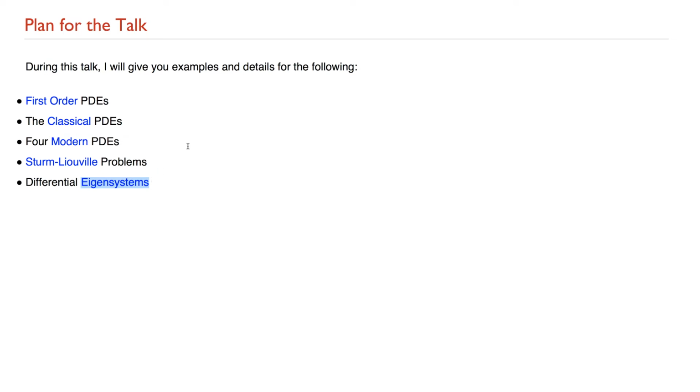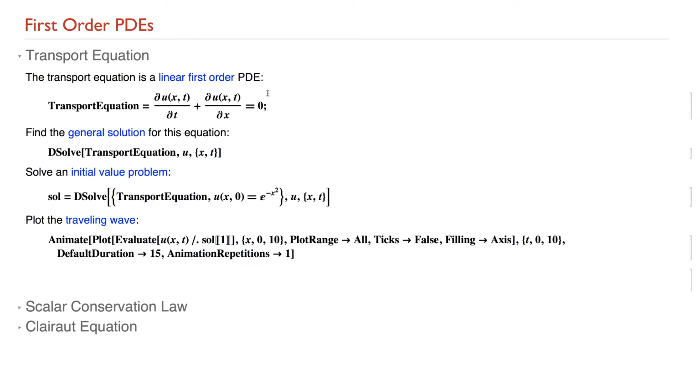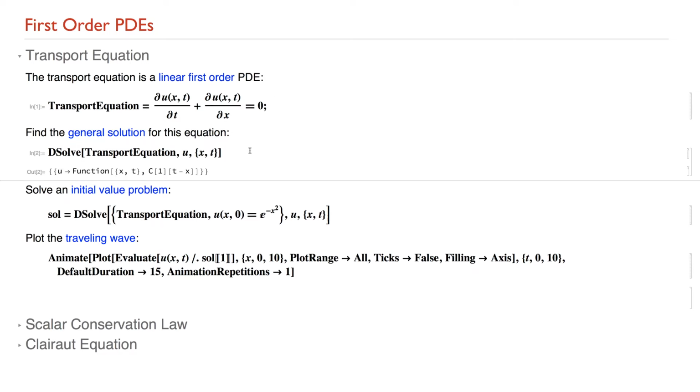Okay, so let's begin with the first order PDEs and the transport equation. So the transport equation is an example of a linear first order PDE. Now, you can find a general solution of this equation with DSolve, and what you get back is a traveling wave kind of solution, but this over here is an arbitrary function in the general solution.